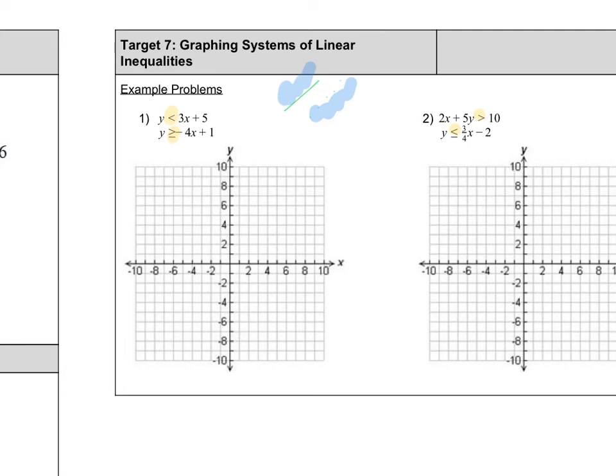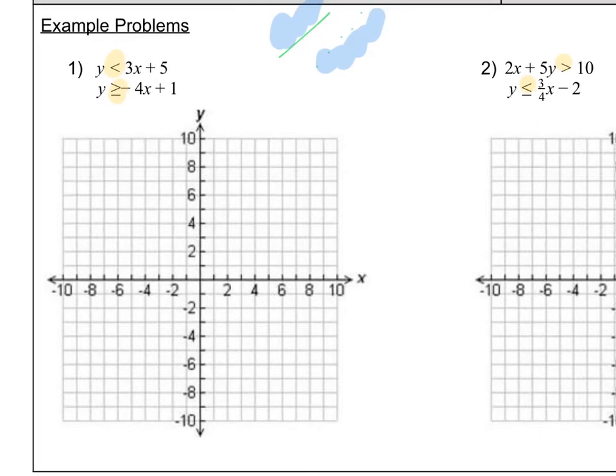All right, so first one, I've got y is less than 3x plus 5. So this symbol here, less than, tells me it's going to be using a dashed line. If it doesn't have the underline portion, it's going to be a dashed line. And since it's less than, we're going to be shading underneath.